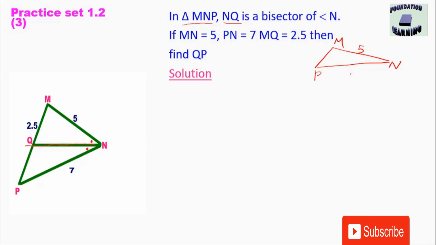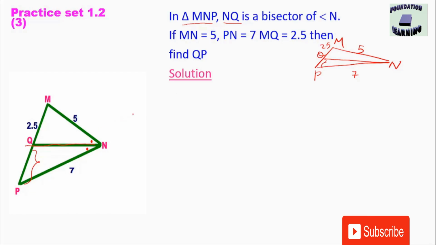MN is 5, NP or PN is 7, and here you have the bisector, and we have Q here, 2.5, and you have to find this part. That means you have to find PQ or QP.